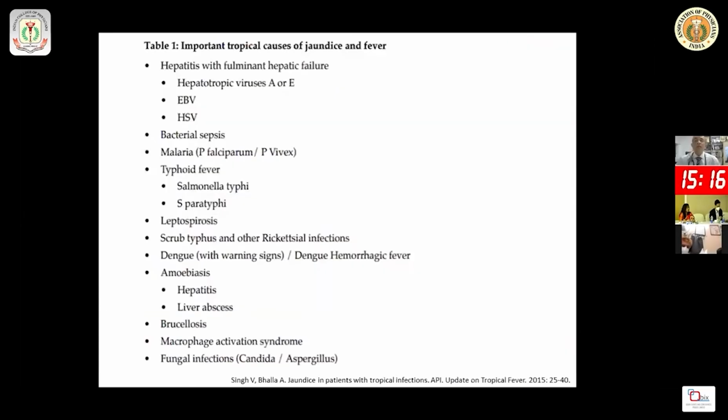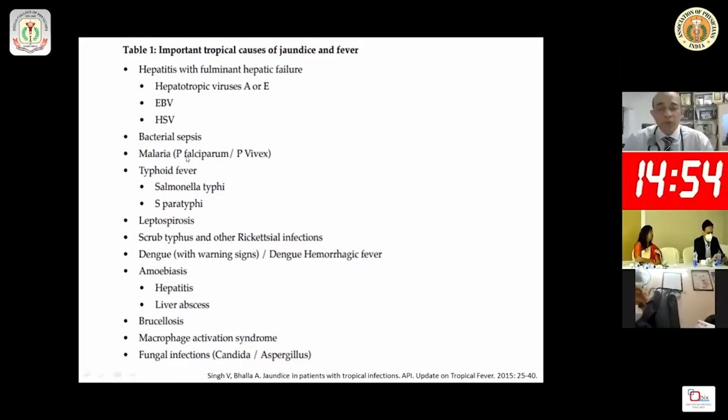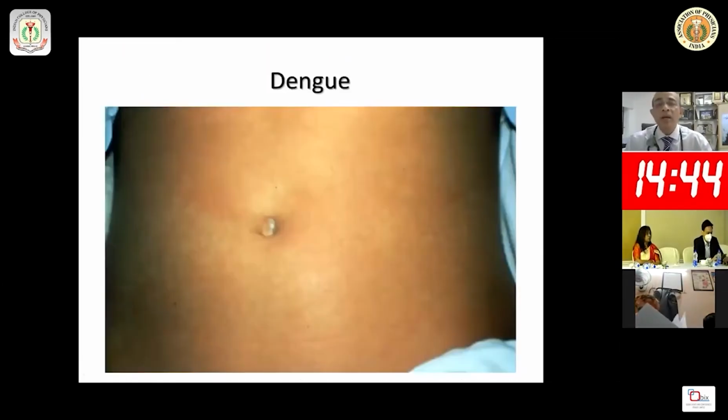More commonly, the important tropical causes of jaundice and fever could be hepatitis with fulminant hepatic failure, bacterial sepsis, malaria, which could be either falciparum or vivax, even typhoid fever if untreated, leptospirosis, scrub typhus, dengue, amoebiasis, brucellosis, and macrophage activation syndrome, what we refer to as hemophagocytic lymphohistiocytosis syndrome. I'm going to cover only 3 or 4 and give you only 2 or 3 points to take home amongst these. This is a patient with dengue, and this is the characteristic rash we see in dengue.